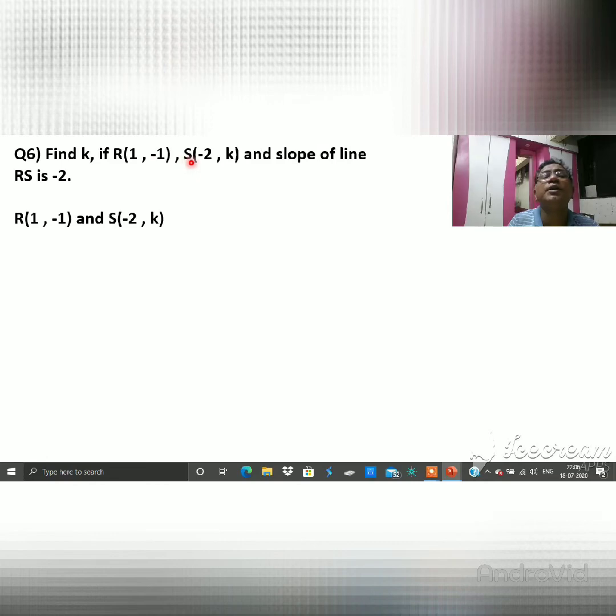Then the coordinates of S are minus 2 and k. And slope of line RS is given, minus 2. So some of the coordinates are given and we are asked to find k. It is very simple, you can write the slope formula of RS. So slope of line RS is equal to minus 2.